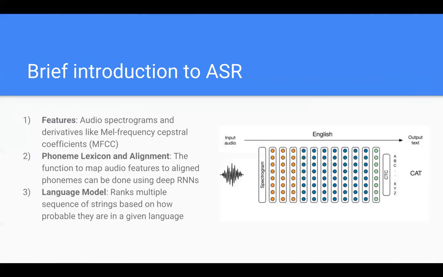And then finally, you have a language model that then ranks multiple sequences of strings based on how probable that sequence of string is in a given language. So maybe good morning, Vijay is more probable than some sort of mistranscription of good morning. So you finally have this language model that then ranks multiple hypotheses.